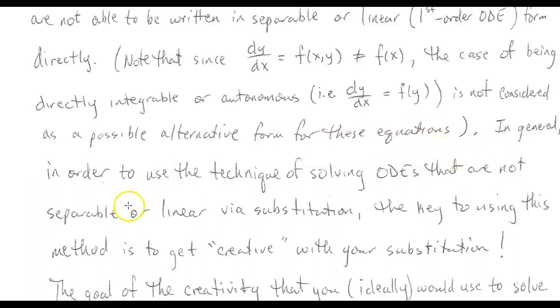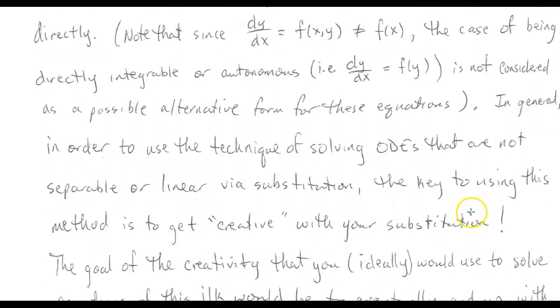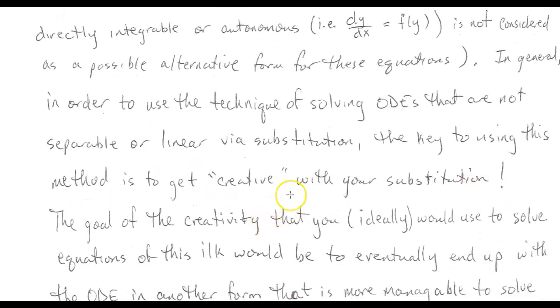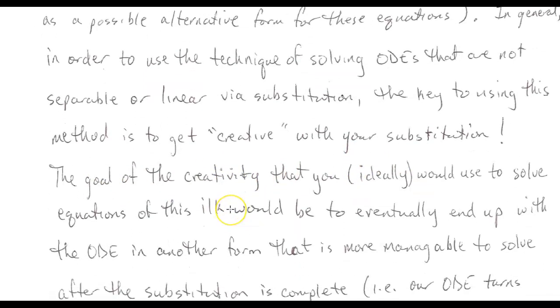In general, in order to use the techniques of solving ODEs that are not separable or linear via substitution, the key to using this method is to get creative with your substitution. In other words, we want to do a special type of substitution based upon the type of equation that will force that differential equation to go back to being either separable or first order linear. That's the idea here.